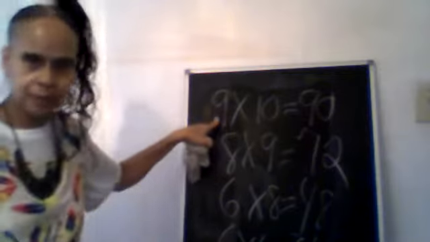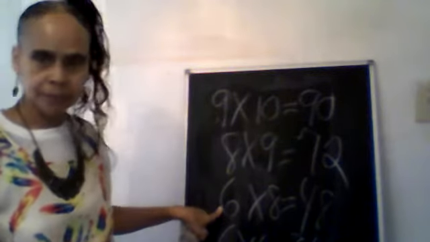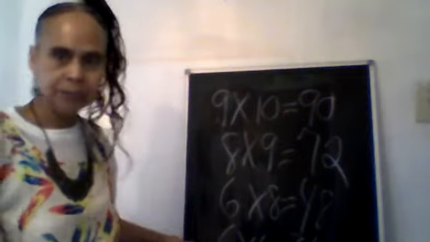So these are just the simple ones, you know. This is a simple one. 9 times 10 is 90. 8 times 9 is 72. 6 times 8 is 48. 6 times 6 is 36. See, let's see what else we have. This is just some simple ones.